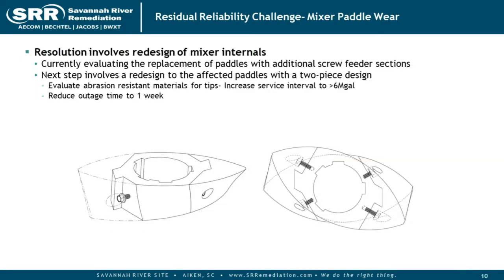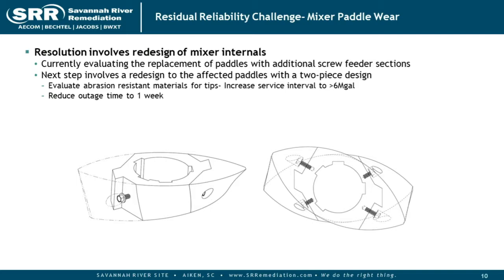This is what is shown on the screen as a two-piece paddle, and to date, all the paddles we've ever used are single pieces. That's why they have to slide all the way off the shaft. With this type of design, you would essentially have a hub that stays in position on the shaft, but you would have a sacrificial tip that's bolted to that hub, and as it wears, rather than ask the mechanics to go in and remove all of the paddles, they could leave the paddles in place and only remove that worn tip.